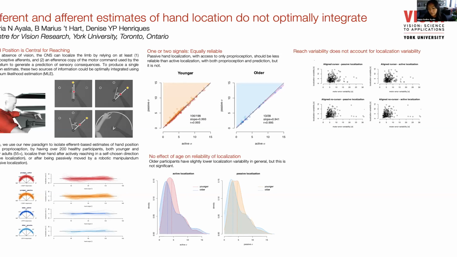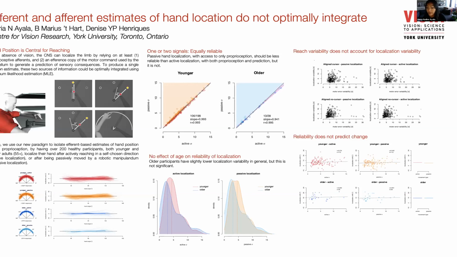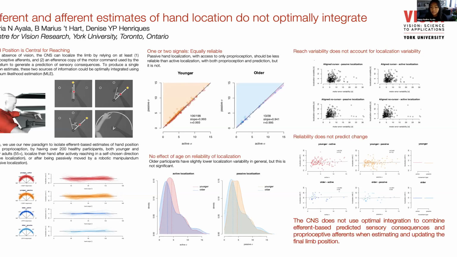In our fourth and final question, we looked at whether weaker proprioceptive priors led to greater induced learning shifts in hand localization, as would be predicted by Bayesian or optimal inference. Here we took localization after participants experienced a perturbation, and we did not find that noisier, highly variable estimates were more susceptible to larger proprioceptive recalibration following this adaptation to a perturbation. This suggests to us that it's likely not a Bayesian mechanism that's integrating these two signals. Together, these findings make it less likely that the CNS combines efferent-based predicted sensory consequences and proprioceptive afferents optimally when estimating, at least, the final limb position.